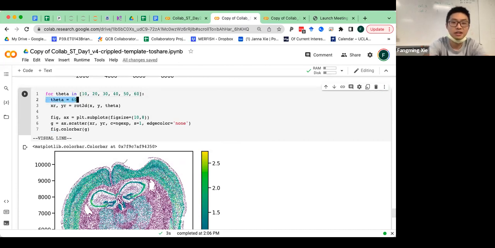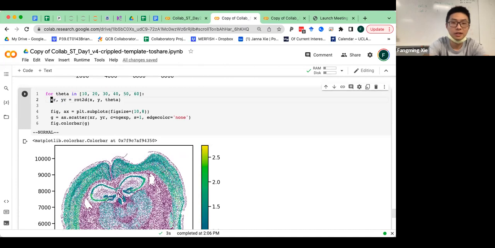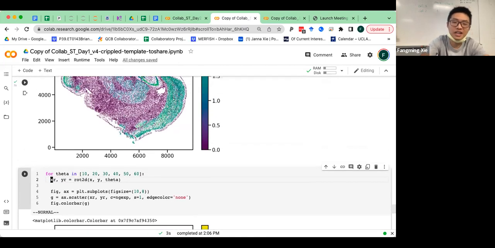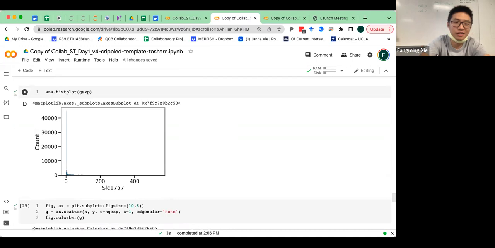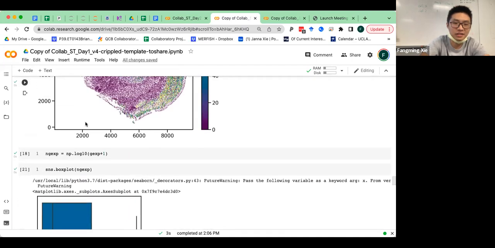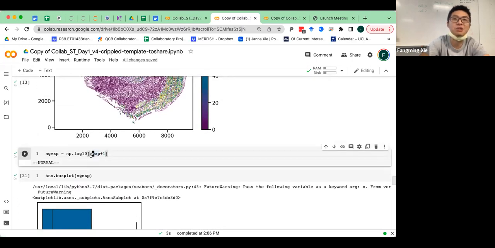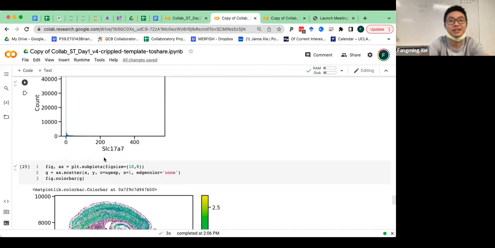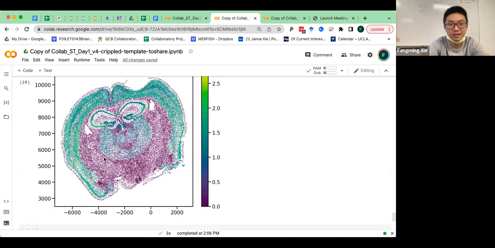Can you explain what NGEXP is? Oh yeah, it's the normalized gene expression, because it's defined here. Yeah, log normalized genes.